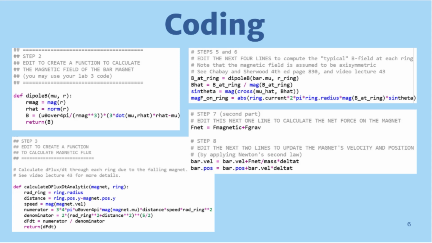We then moved on to a computational model where we used step 2 to create a function to calculate the magnetic field of the bar magnet, step 3 where we edited to create a function to calculate the magnetic flux, steps 5 and 6 we edited to compute the B field at each ring, and step 7 where we used F net to calculate the net force on the magnet.